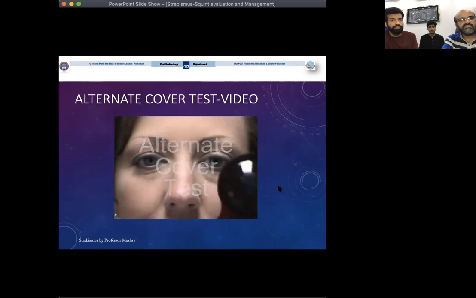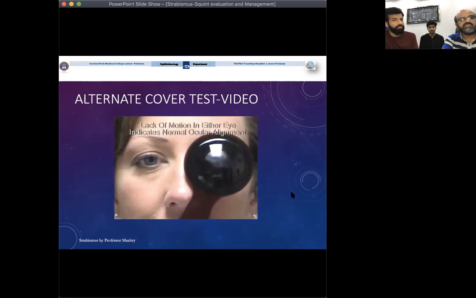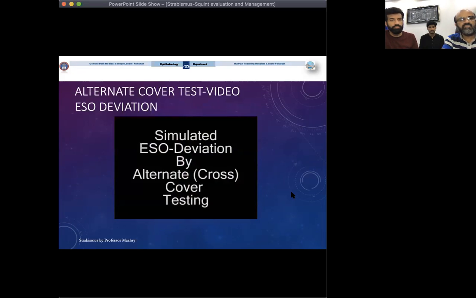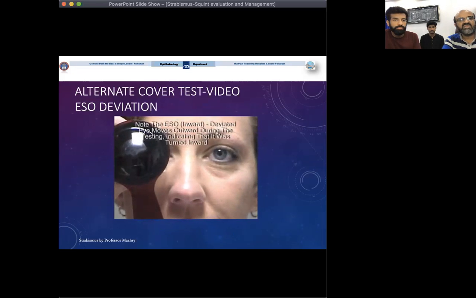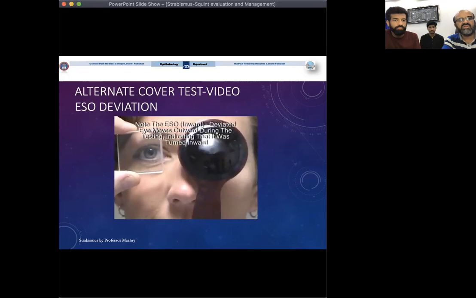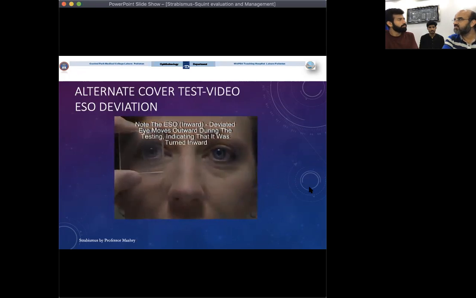What will happen when there is esodeviation? You see, this is prism cover test. The eye under cover moves in. And once the cover is removed, it comes back. So we have induced this esophoria to show you with the help of a prism. If it can correct, it can induce as well.